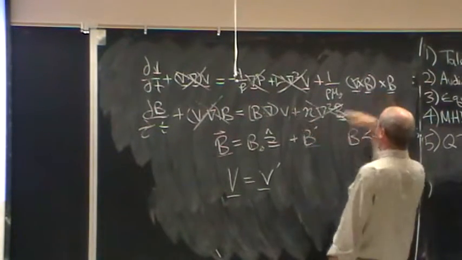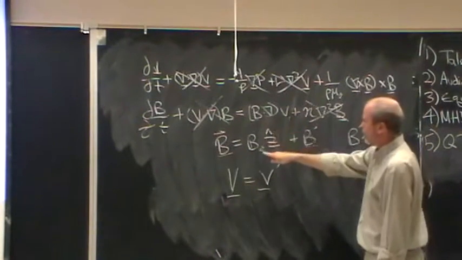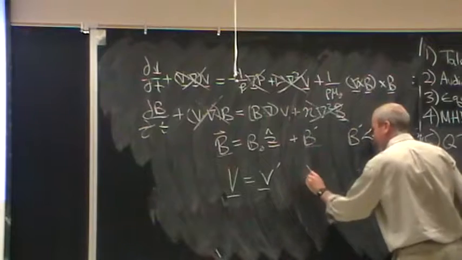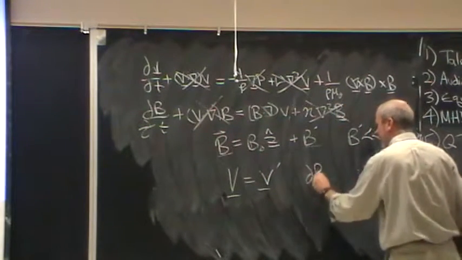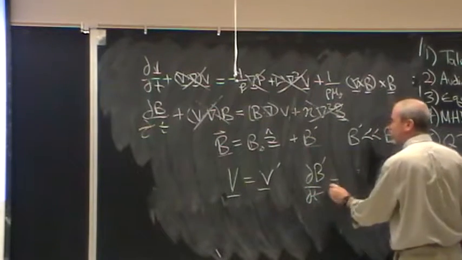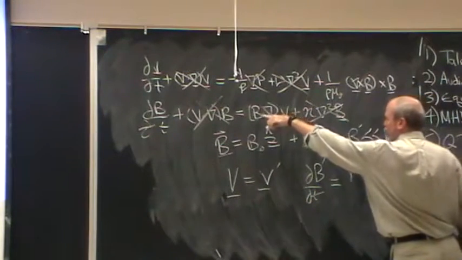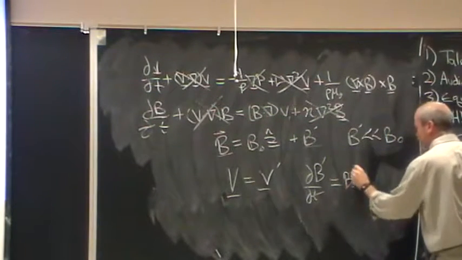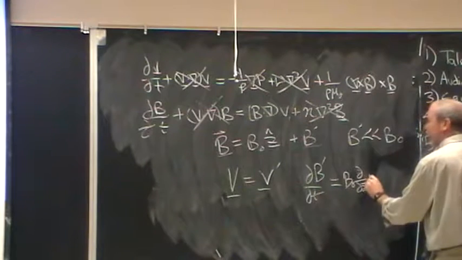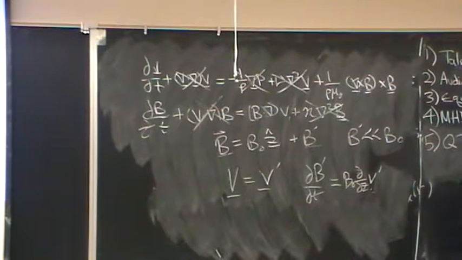Okay? So having crossed out a whole bunch of terms, let me go ahead and put these in. The background magnetic field has no time derivative, so I end up with dB prime/dt, and then I've got B naught z hat dot grad v, so it's actually B naught d/dz of v prime. Okay, so our induction equation simplified somewhat.